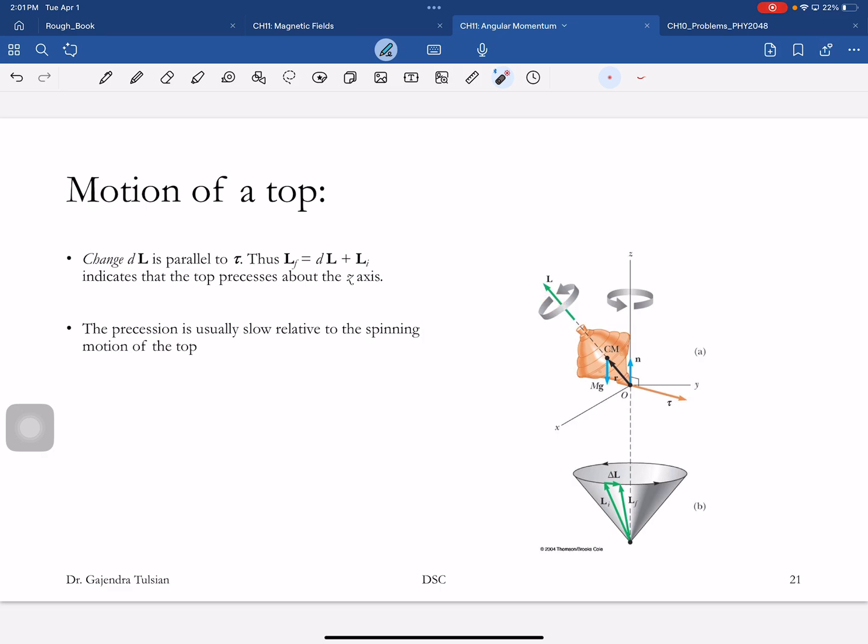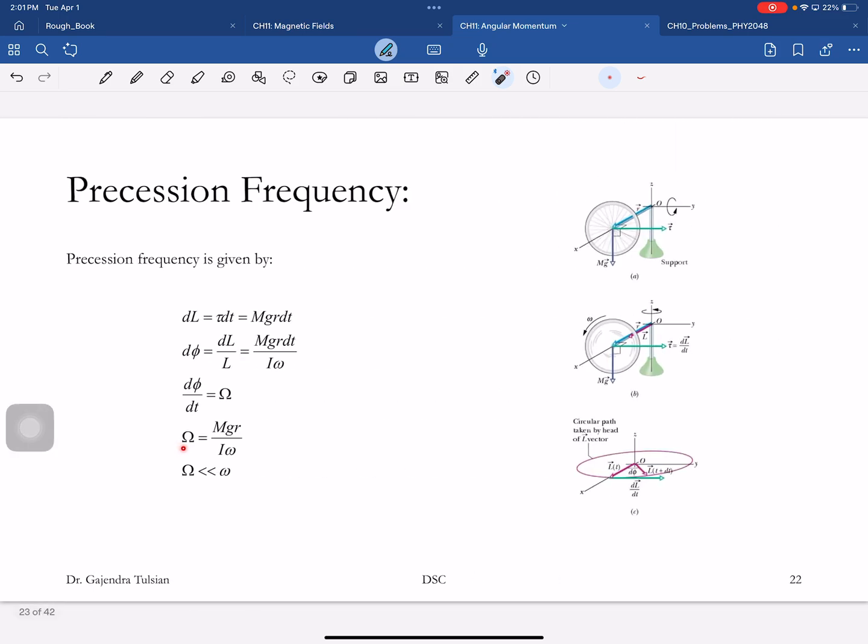A spinning top will precess like that, and capital omega is the precession angular velocity, and little omega is the spinning velocity. Here this derivation is for that bicycle wheel that I showed you. You spin the bicycle wheel and it precesses like that. The precession angular velocity is mgr divided by I omega. Omega is the rate at which it's spinning. The faster it spins, the slower it precesses.